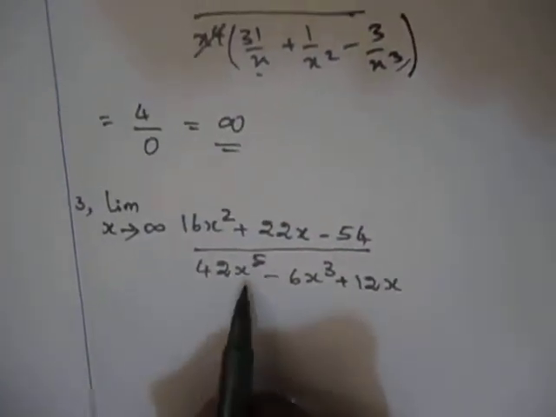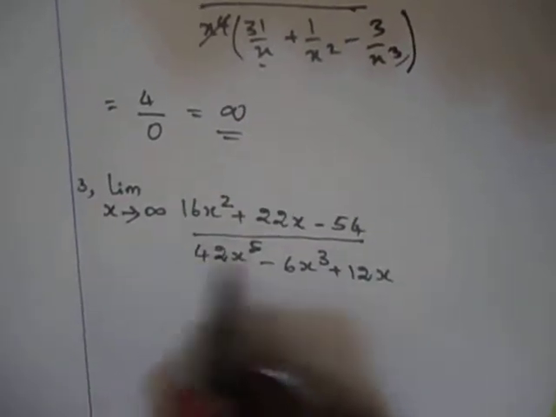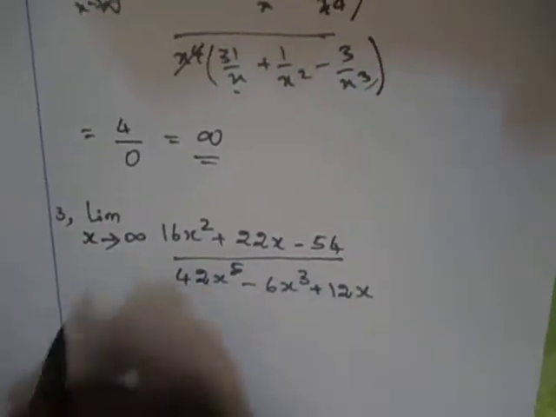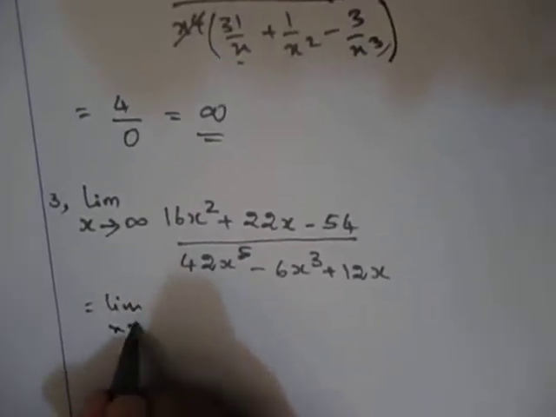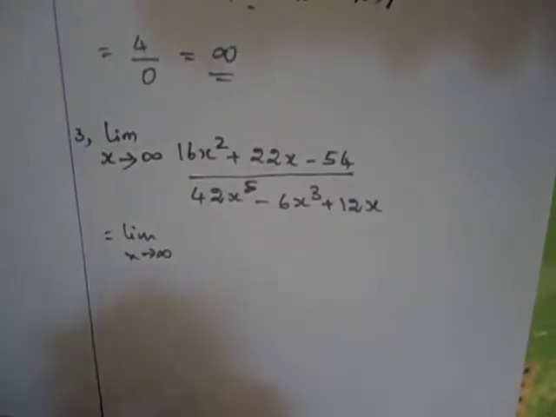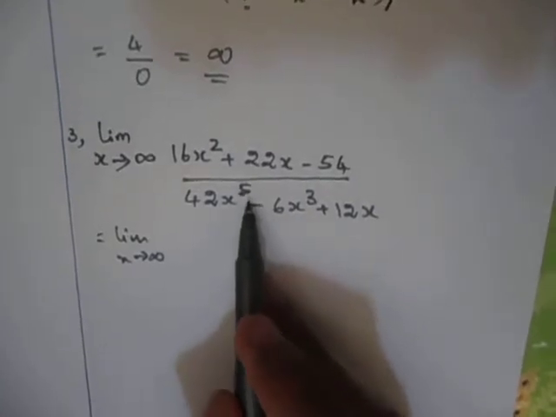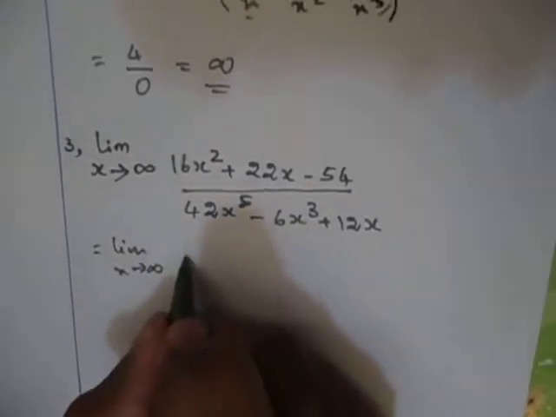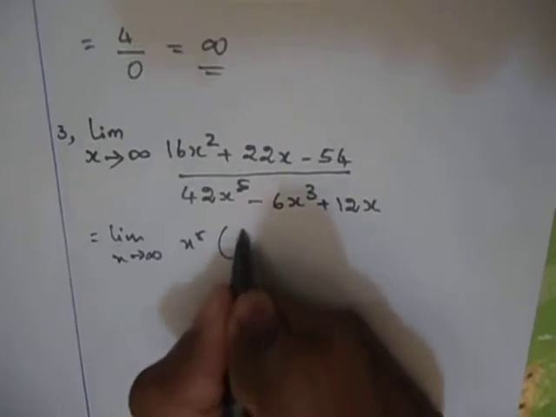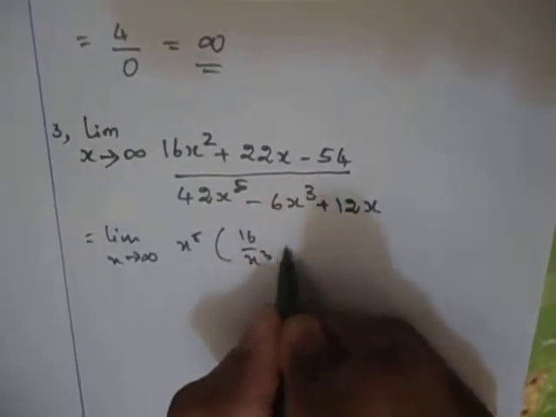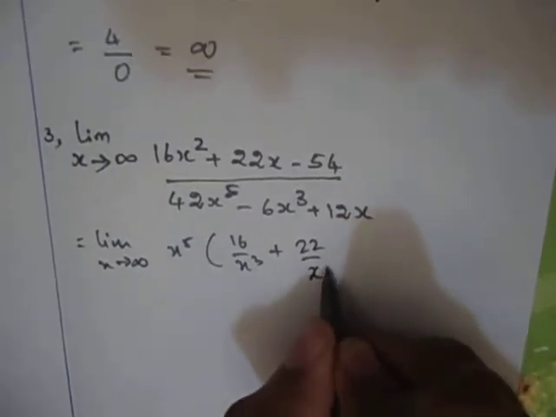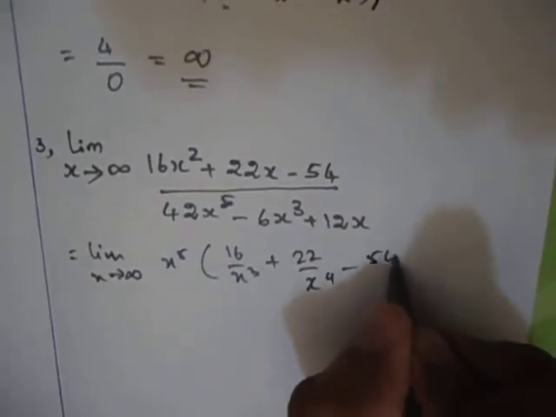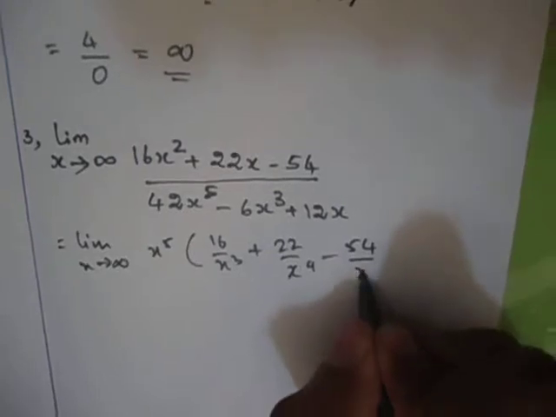In this we have x squared on the numerator and x power 5 in the denominator, so it still gives us infinity by infinity. And in this, since the highest power in either denominator or numerator is x power 5, let's take x power 5 common. We get x power 5 into 16 by x cubed plus 22 by x power 4 minus 54 by x power 5.